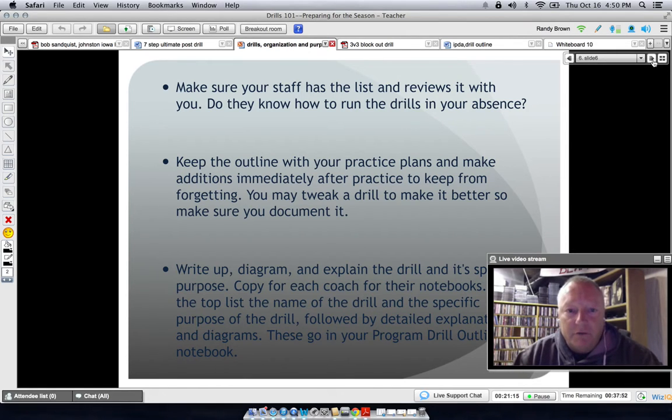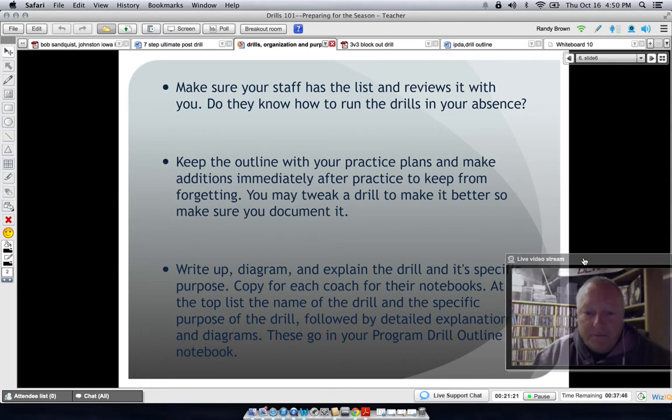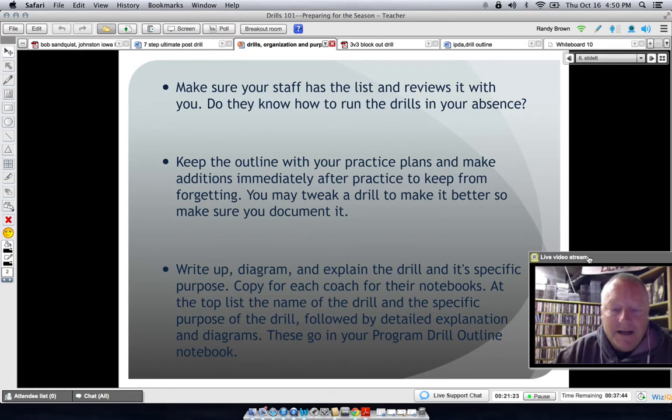With every drill and with every part that you're going to teach from your outline, you're going to write up, diagram, and explain the drill and its specific purpose. So, 4 things I say for each drill. Number 1, the name of the drill. Number 2, the specific purpose of the drill.